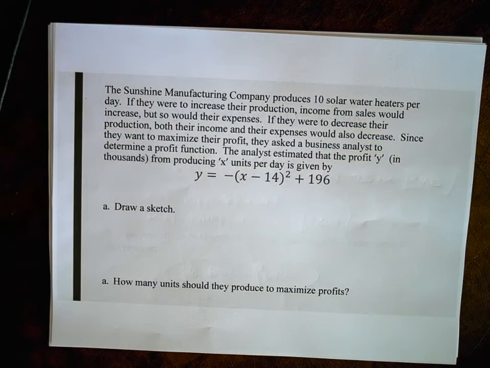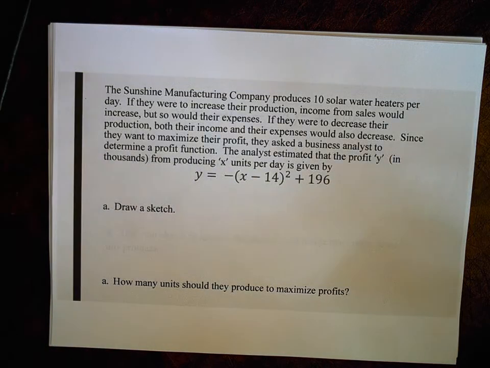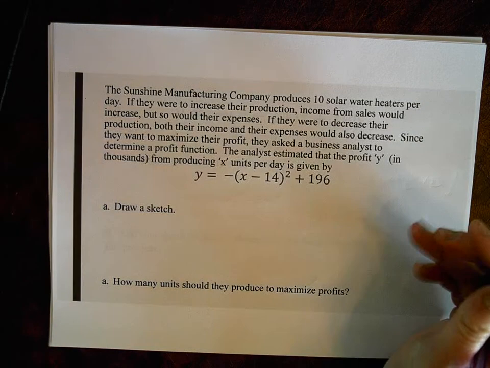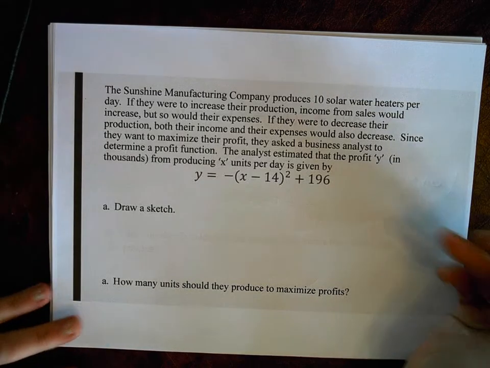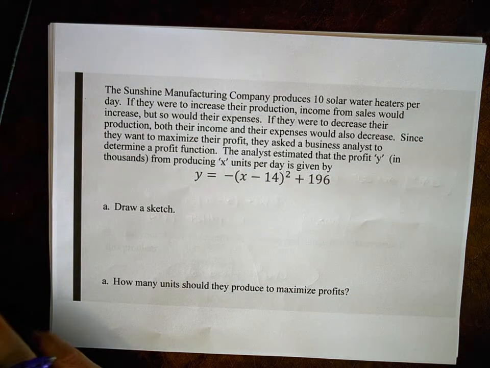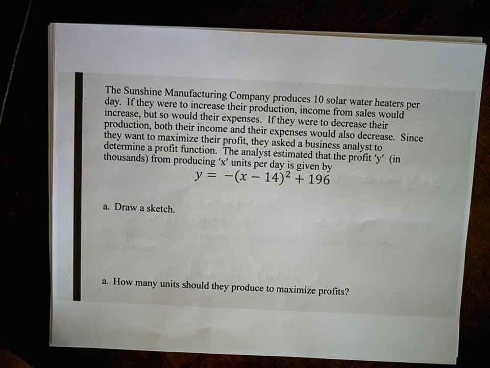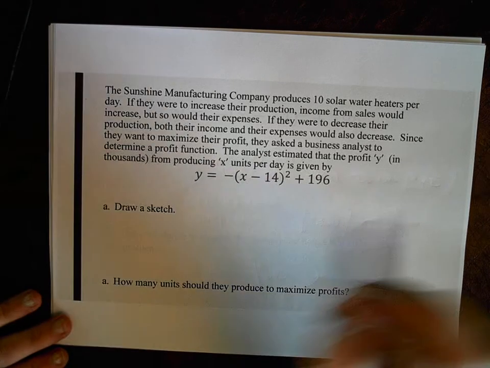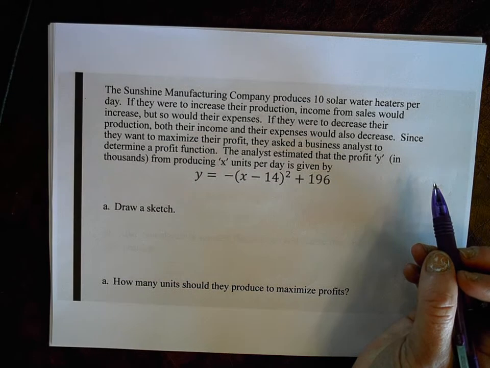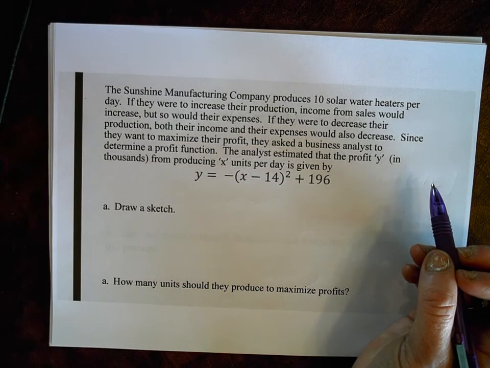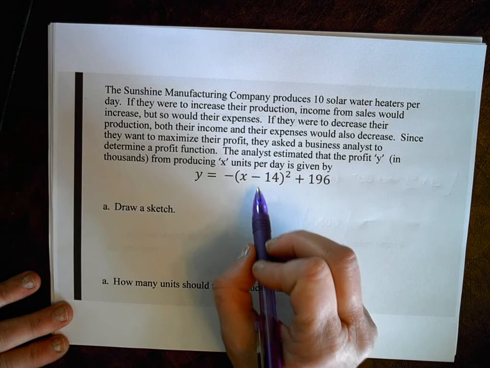Okay, so on the next page of the notes, there's another example, and this is a solar heating company. Again, it's some business, and it produces 10 solar water heaters per day. If they were to increase the production, income from the sales would increase, but so would their expenses. If they were to decrease their production, both their income and their expenses would decrease. Since they want to maximize their profit, they've asked a business analyst to determine the function. The analyst estimated that the profit Y is in thousands, so every time you get the answer 5, that means 5,000. And X is how much they produce.